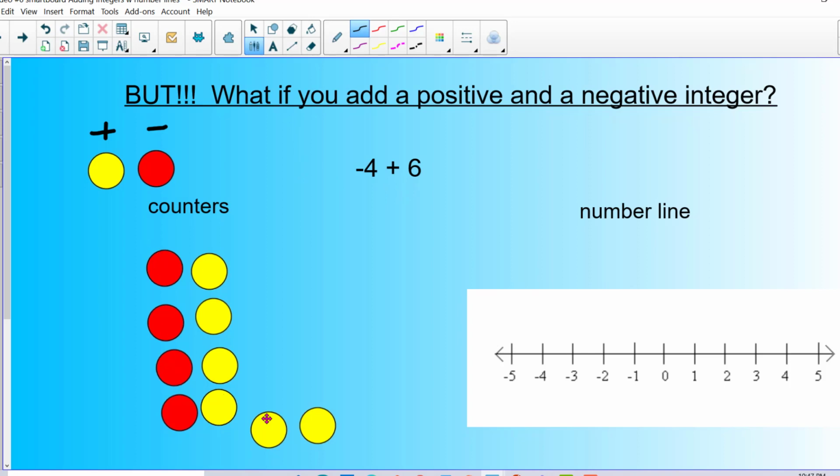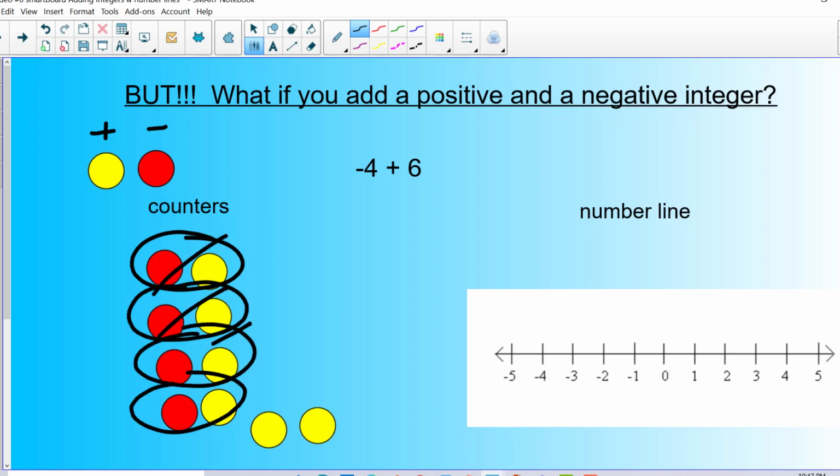4 negatives, 6 positives. How many zero pairs? 1. Those are opposites. You add opposites. It equals 0, 0, 0, 0. They canceled out. What's left? +2. Let's do this on the number line.